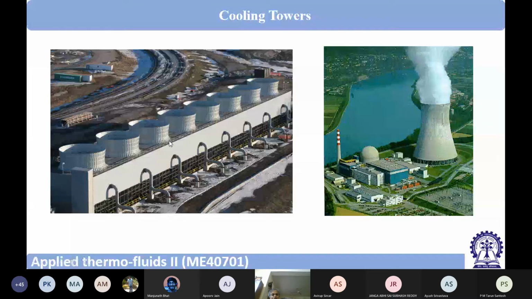So I have given these 2 photographs to give you some idea of how big a cooling tower could be. Though nobody bothers about the cooling tower, it is a very important part of the power plant, and probably it is the largest heat exchanger in the power plant.